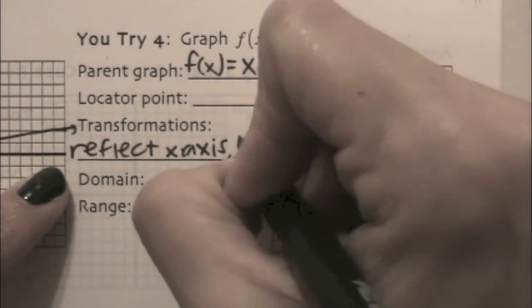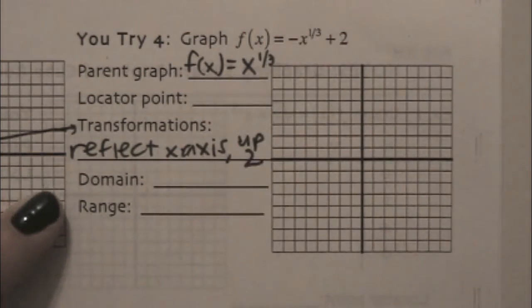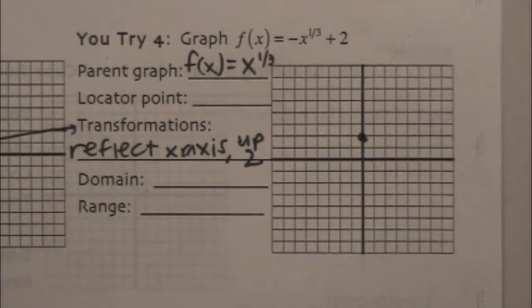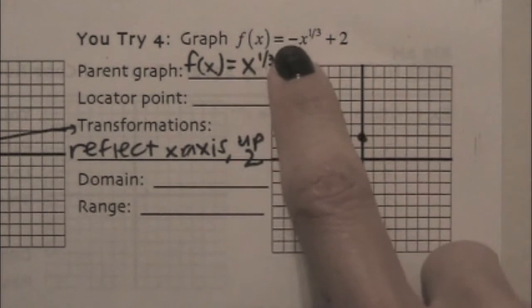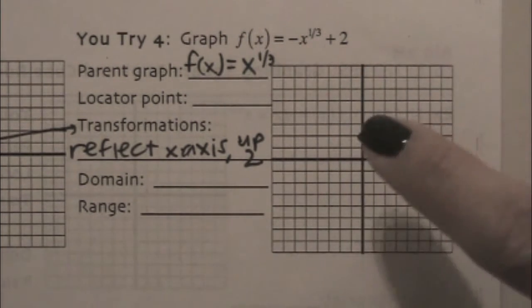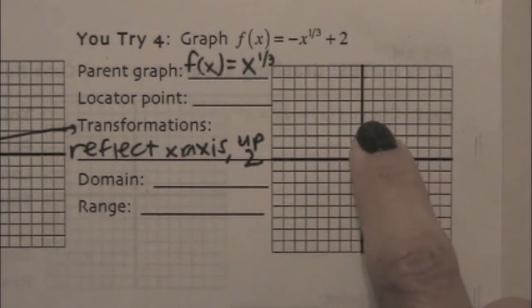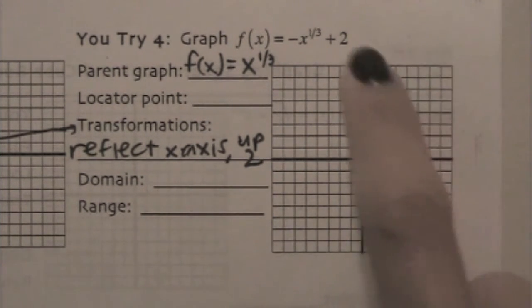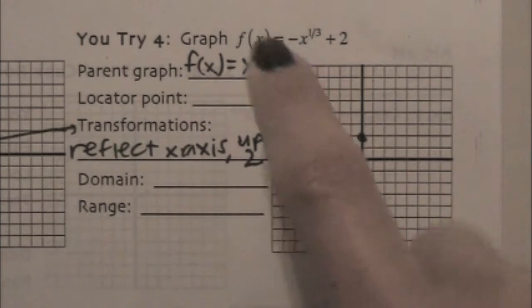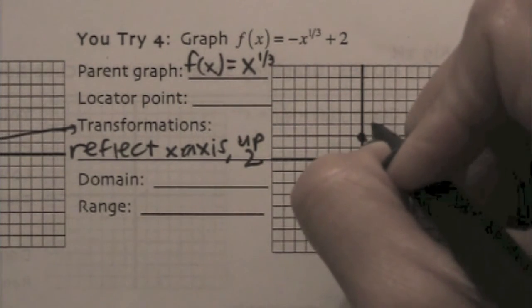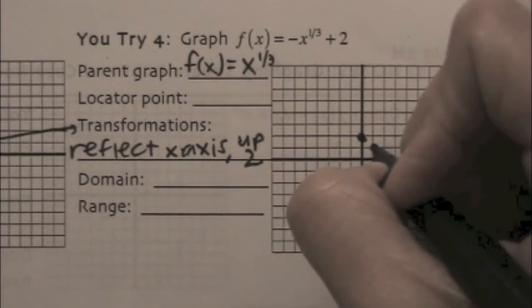And then what did we say? We just said up 2. So we're going to take the locator point, we'll move it up 2. And because of this negative, let's see, the original parent graph from the locator would go right 1, up 1, right 8, up 2. Because there's a negative in front, which reflects again across the x-axis, instead of going right 1, up 1, we're going to go right 1, down 1.